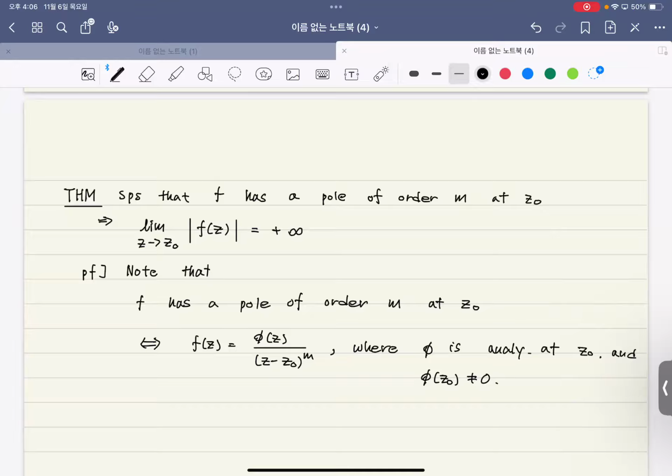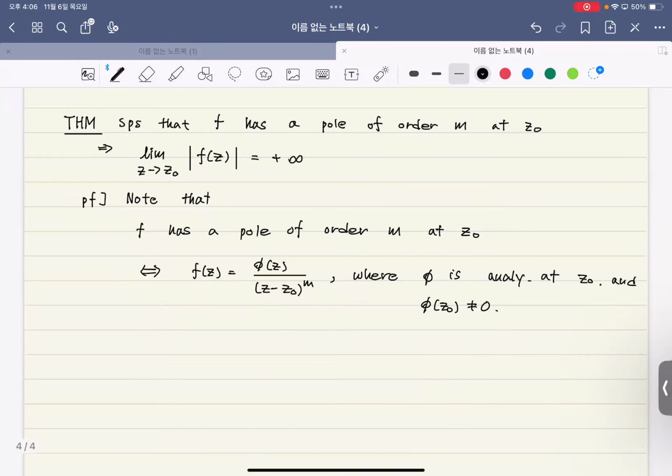Okay. So phi of z is (z minus z0) raised to the power of m times f of z, and this function is analytic at z0.